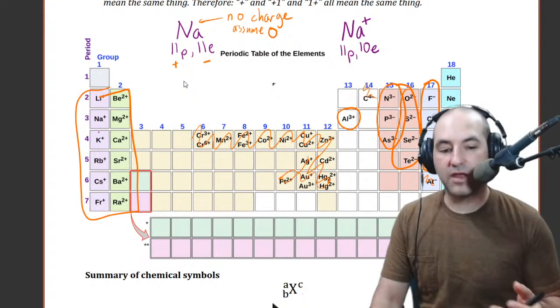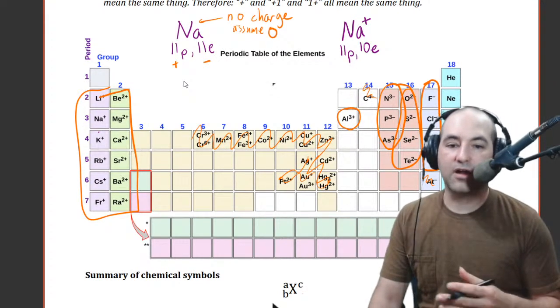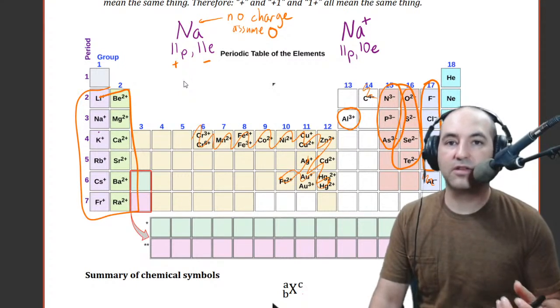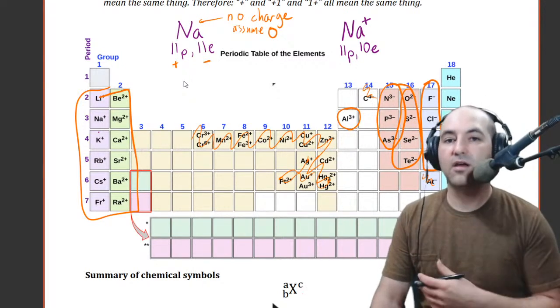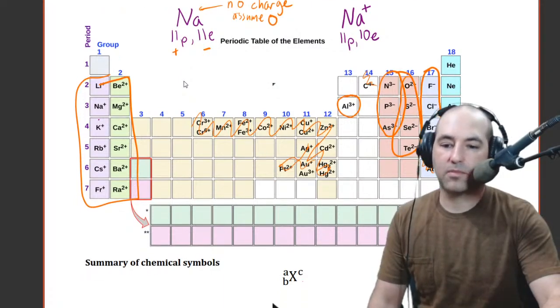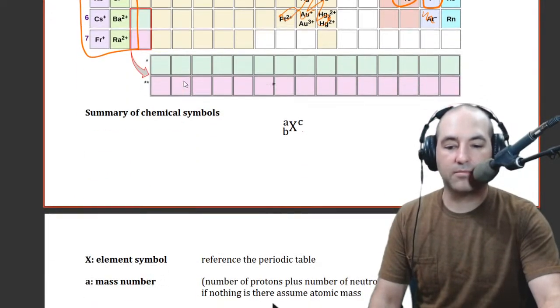And if you recall from last night, that's because there are different isotopes. So there are actually different numbers of neutrons that it could have, all with the same symbol. So we need to know which isotope we're talking about.